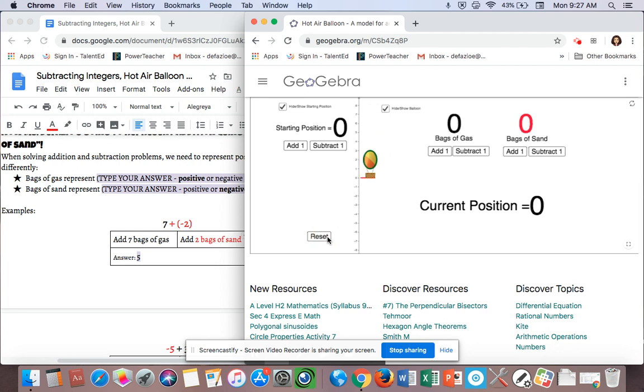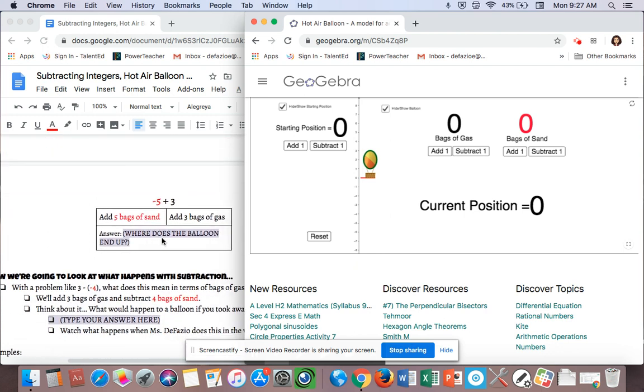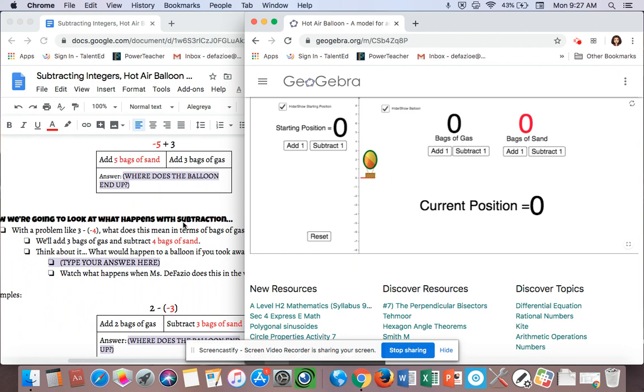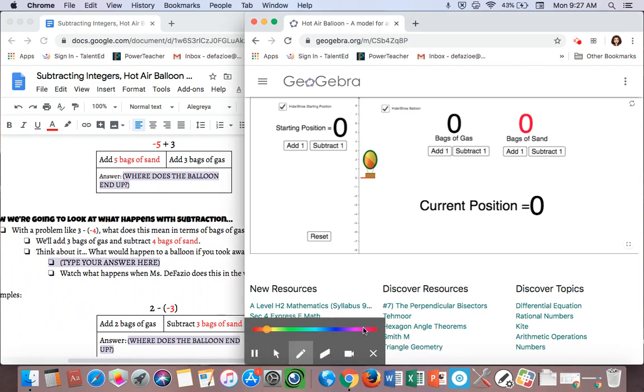I'm going to reset. If I scroll here, now I'm going to write this one out. I'm doing -5. Oops, let me do this a little bit smaller. I'll do it over here. -5 plus 3. All right.